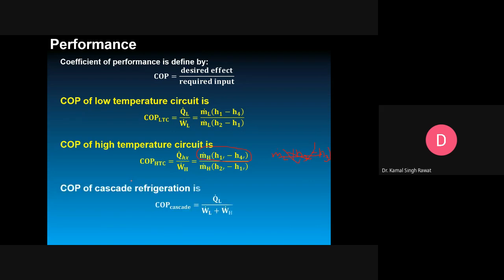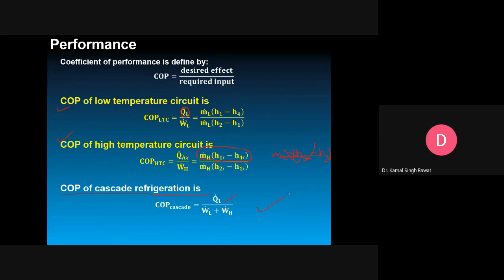Okay. And if we write the COP of this cascade refrigeration system, first we write the COP of the lower temperature circuit, then the COP of the higher temperature circuit. Now we are writing the COP of the entire cascade system. So the cascade COP will be desired effect upon required input. The desired effect is Q dot L, since the refrigeration effect we get only here is Q dot L. And how much work do we have to supply? W dot L plus W dot H. This is okay? All agree? Any doubt?